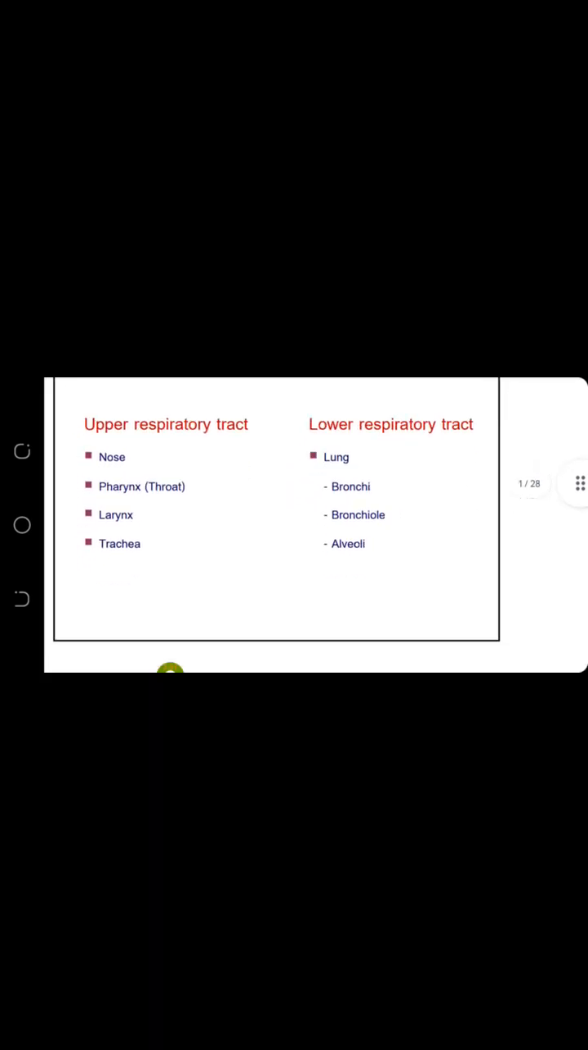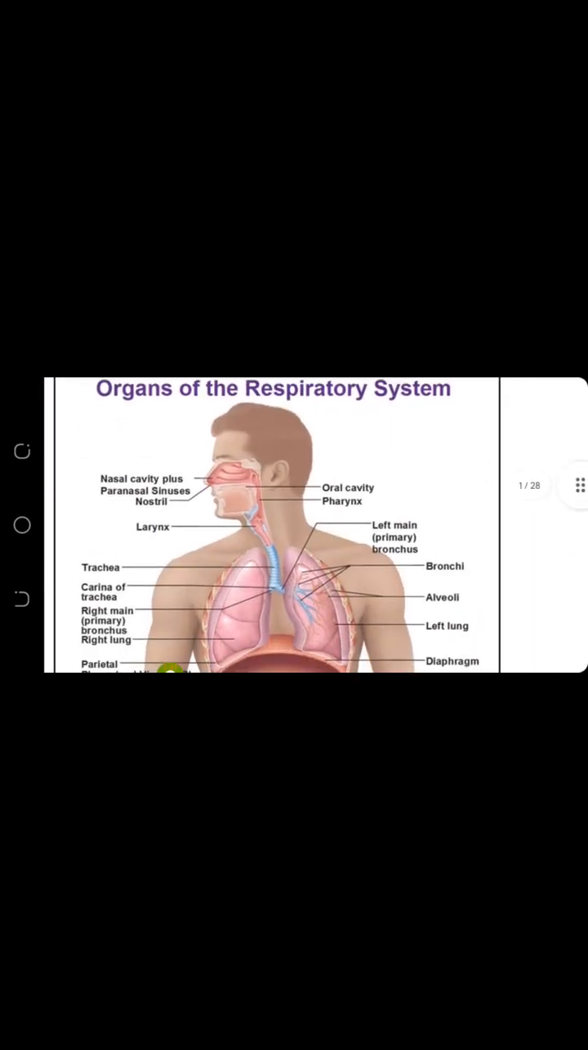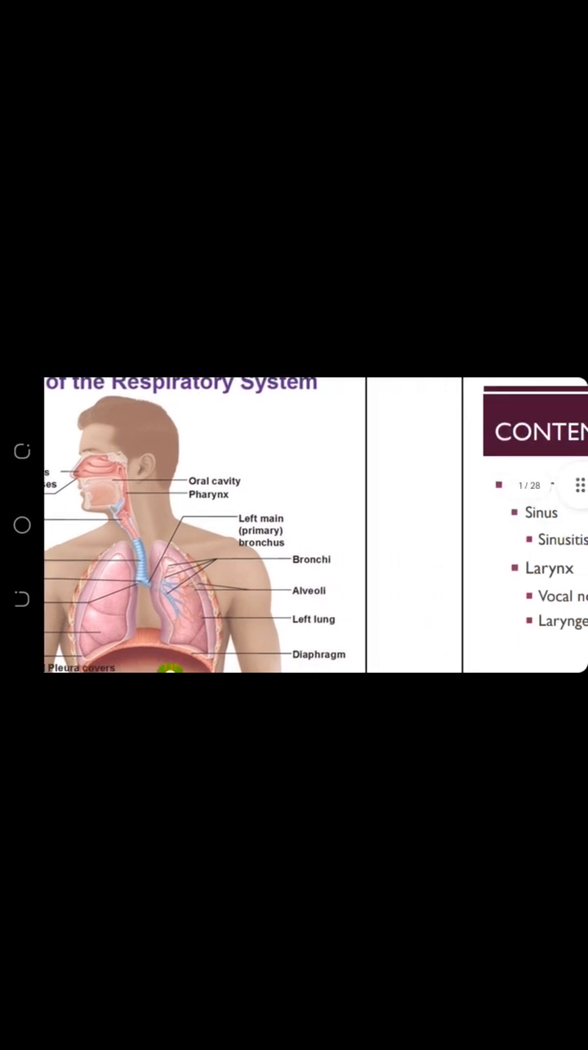The upper respiratory tract consists of the nose, the pharynx, that is the throat, the larynx, that is the voice box, and the trachea. These are the parts that make up the upper respiratory tract. Now, the lower respiratory tract has the lungs, the bronchi, the bronchioles, as well as the alveoli. These are also parts that make up the lower respiratory tract. You need to know this. So these are the organs like I've shown you.